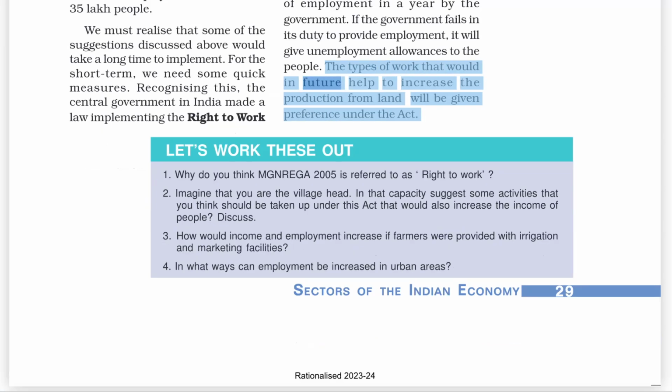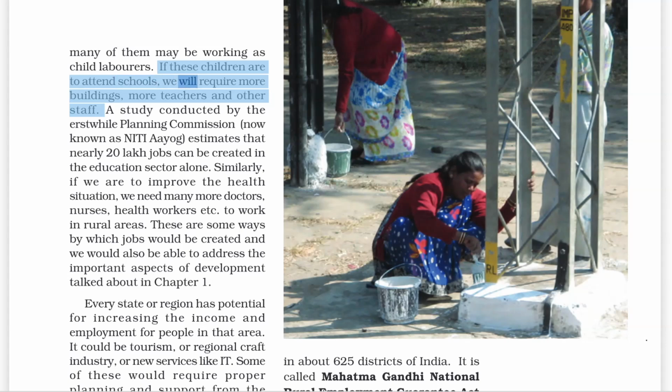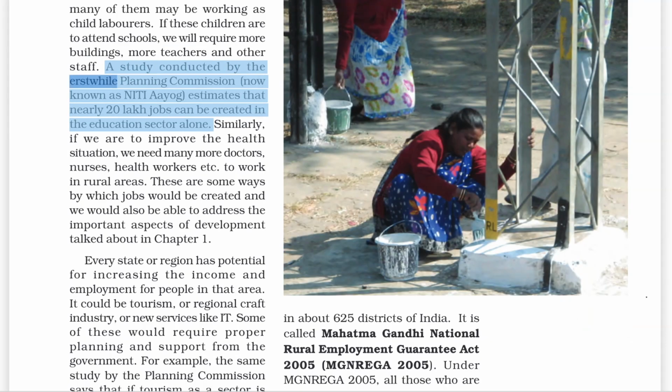The types of work that would in future help to increase the production from land will be given preference under the Act. Many of them may be working as child laborers. If these children are to attend schools, we will require more buildings, more teachers, and other staff. A study conducted by the erstwhile Planning Commission, now known as NITI Aayog, estimates that nearly 20 lakh jobs can be created in the education sector alone.